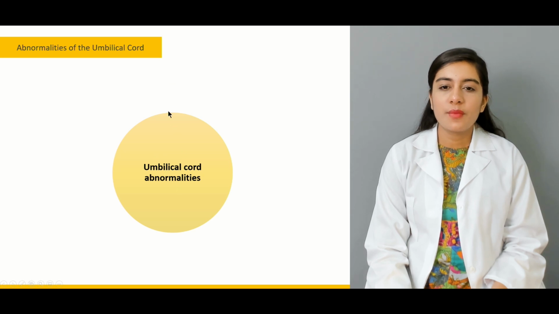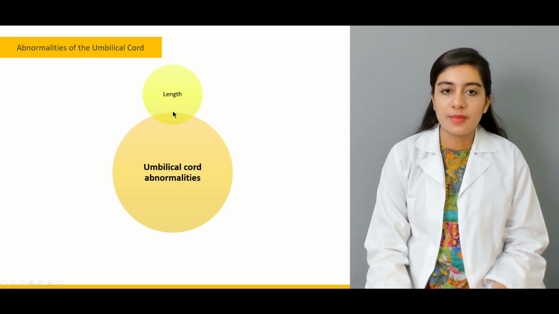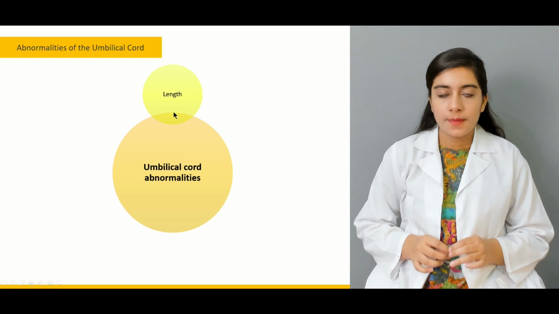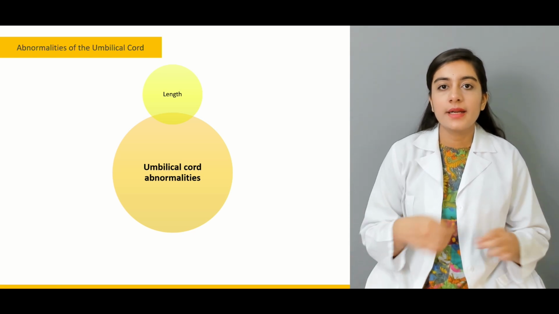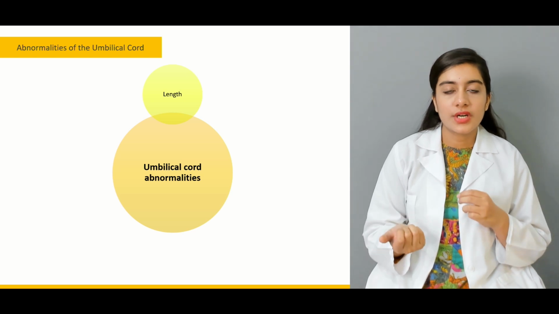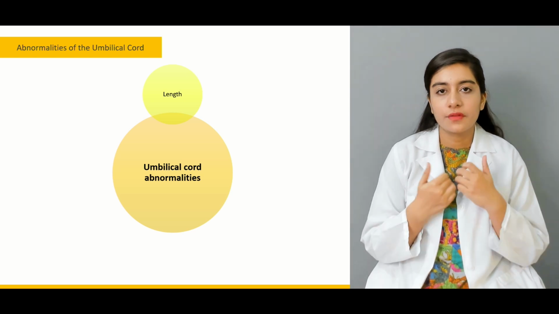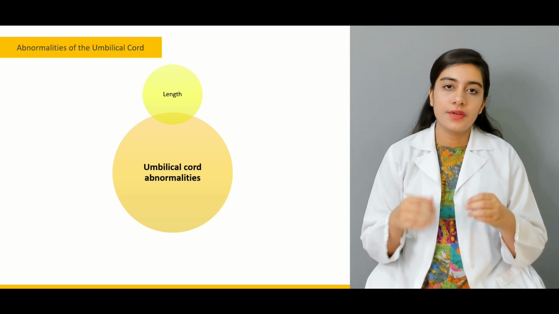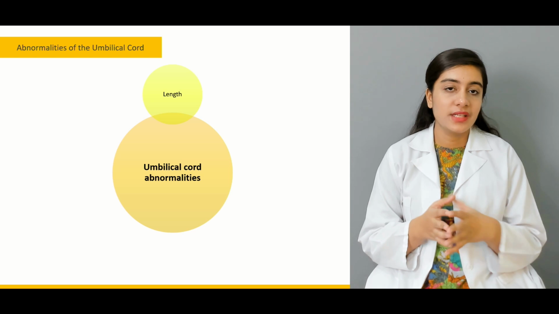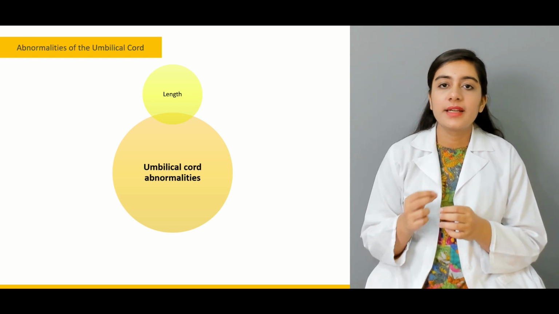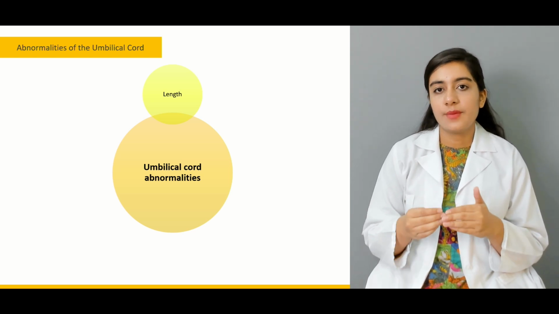So, umbilical cord abnormalities. The first one is the length of the umbilical cord. It can be very short and it can be very long. A very long umbilical cord can tie around the leg, the wrist, or the neck of the child. If it is tied around any extremity of the child and impedes the blood supply to that area, it can lead to growth restriction in that body part.